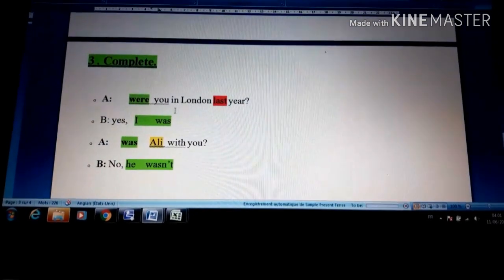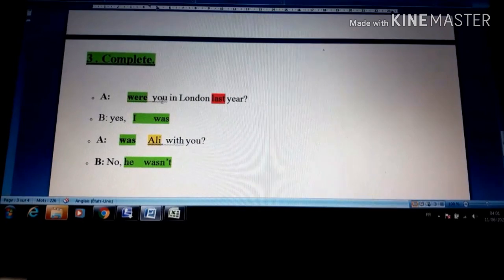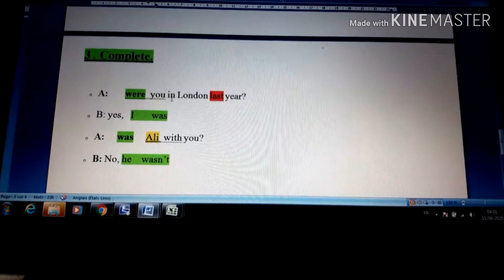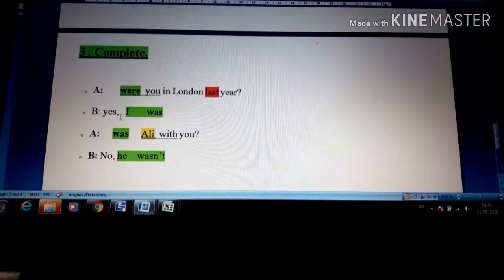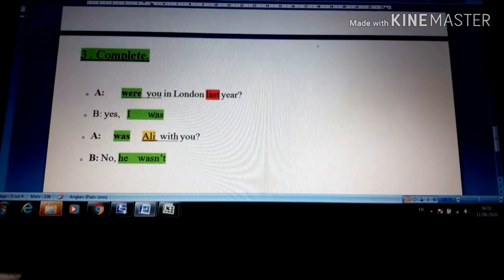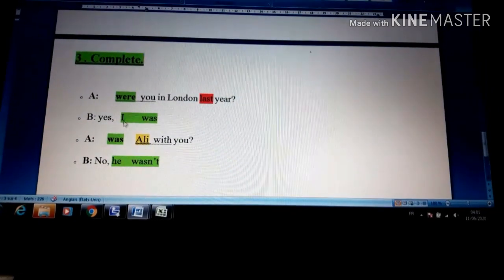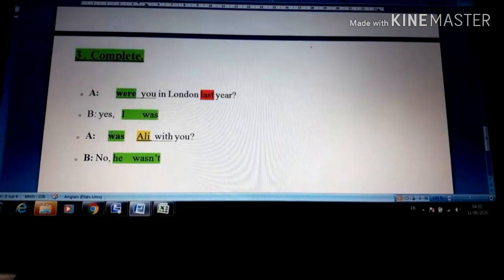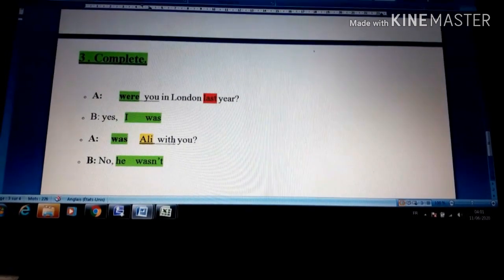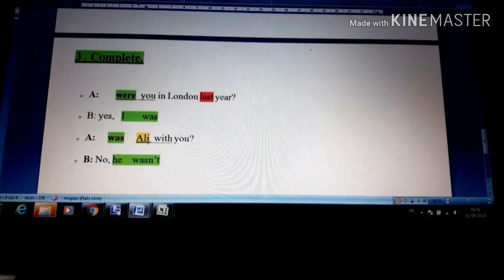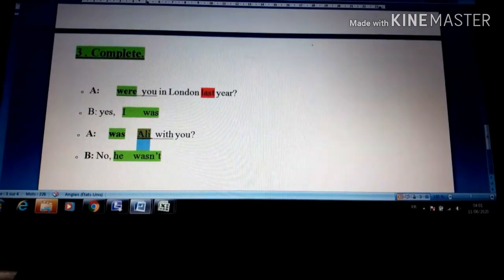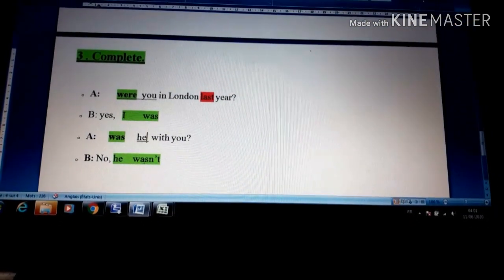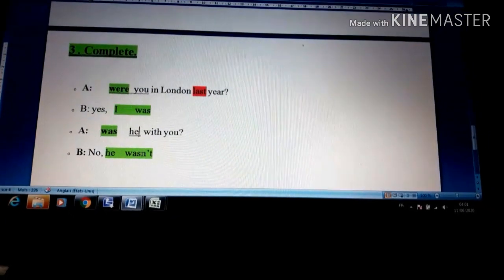Okay, and number three. Here it is a question, interrogative, so were you, because we have you. Were you in London last year? Yes, I was. Here we didn't repeat the same subject. Was Ali with you? Was Ali with you? Here we want to remove Ali and replace it with a subject, so we replace it with he. Was he with you? No, he wasn't.